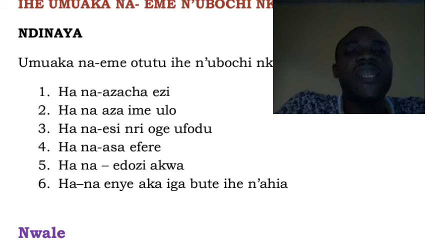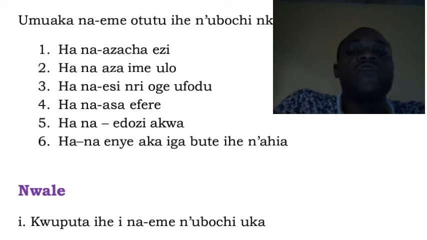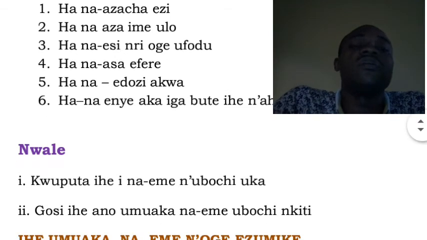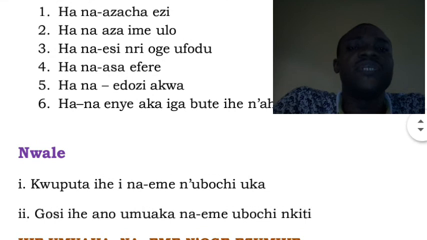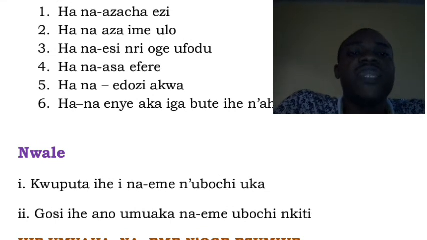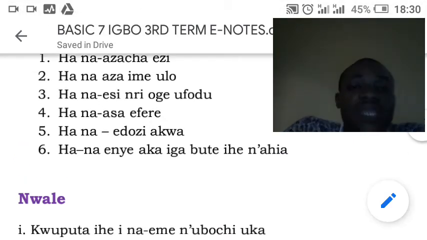Number three, ha na-esi nri oge ụfọdụ. Sometimes adult children do cook food for their parents and the family. Number four, ha na-asa efere. They clean the plates. Number five, ha na-edozi akwa. They prepare their bedroom and make it so clean.